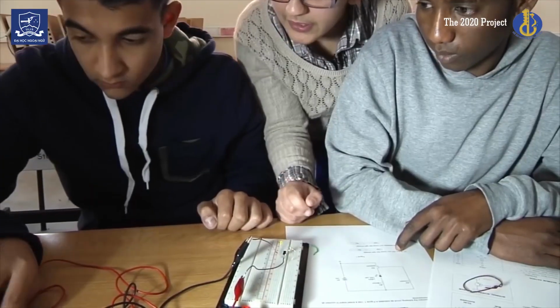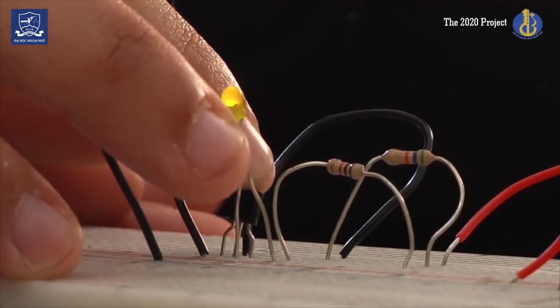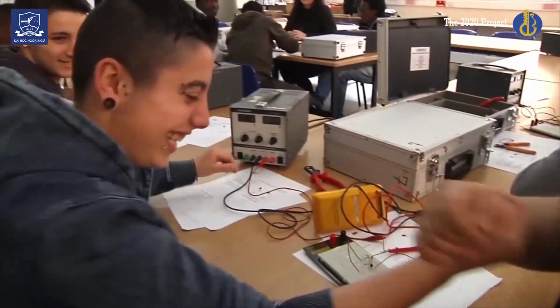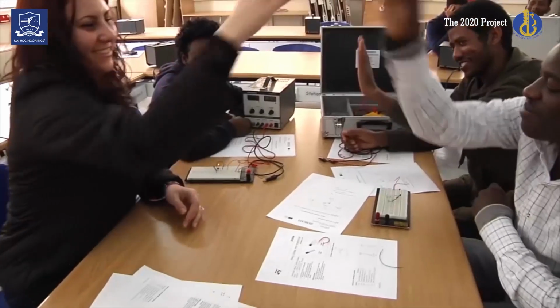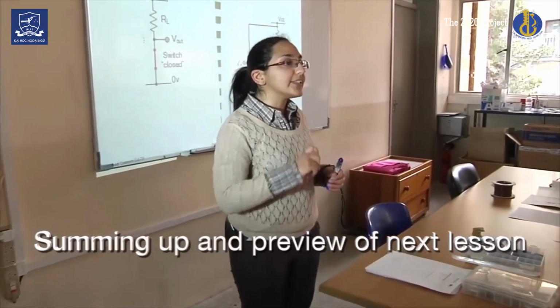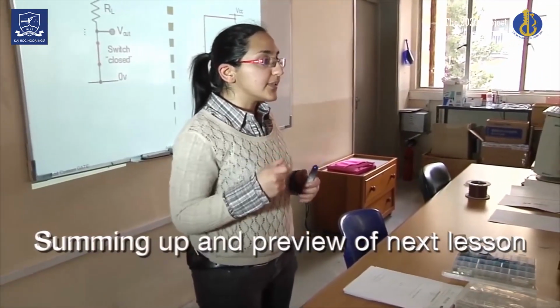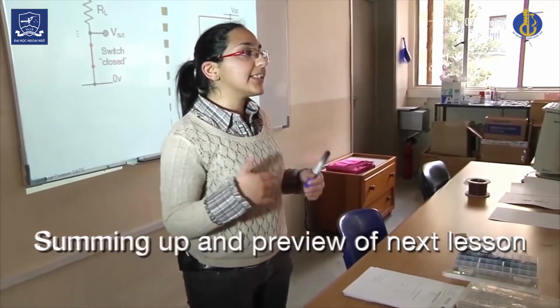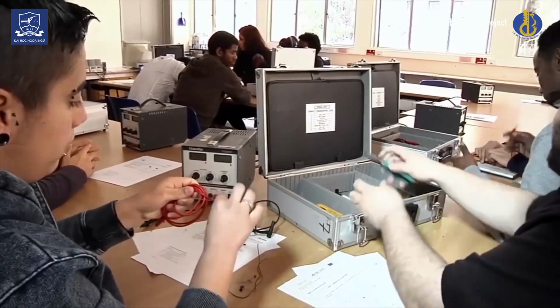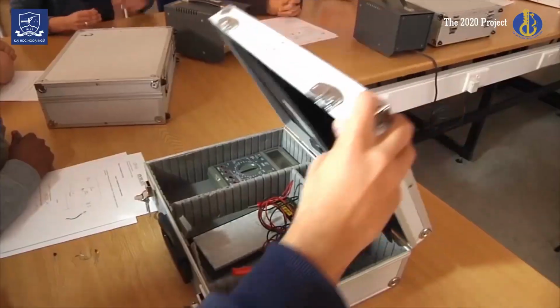Okay, so let's try out the circuit now. Good, it's working. Yes, we made it. So today we looked at how we can connect the transistor as a closed switch. Okay? Next time we will be looking at how to connect the transistor as an open switch.